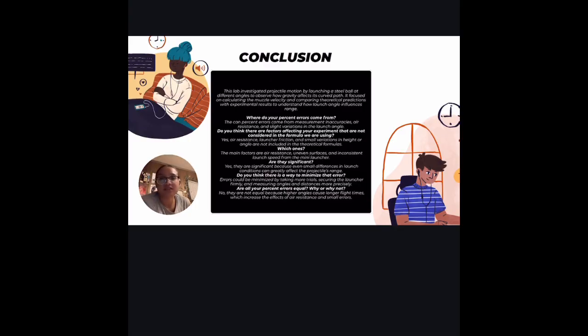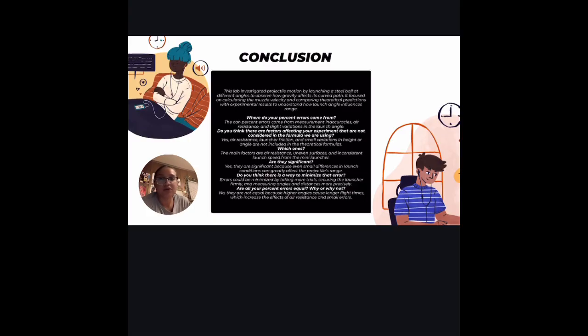So, going into the questions, where do you think percent errors come from? The percent errors come from small measurement inaccuracies, air resistance, and slight variations in the launch angle or velocity. Do you think there are factors affecting your experiment that are not considered in the formula we are using? Yes, of course: air resistance, launcher friction, and small variations in height or angle are not included in the formula. Which ones? The main factors are air resistance, uneven surfaces, and inconsistent launch speeds from the mini launcher. And are they significant? Yes, they're significant because even a small difference could greatly affect it and change the range.